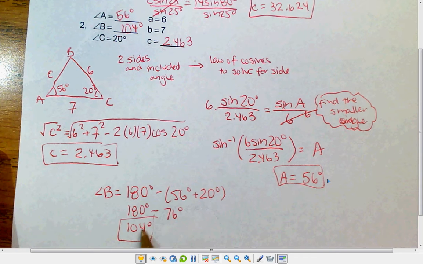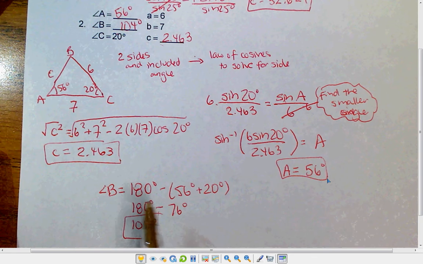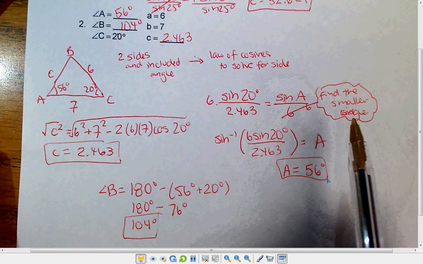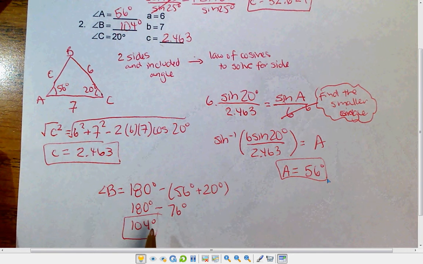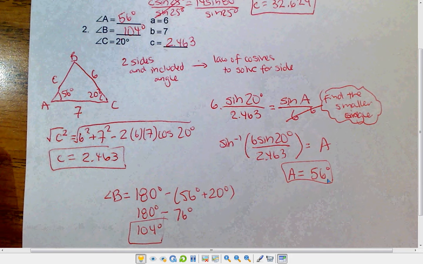Which is why, notice angle B is obtuse. This is why we had to use the smaller angle first. Because if we use B, we would not have gotten the correct answer, because sine can't tell the difference between obtuse and acute.